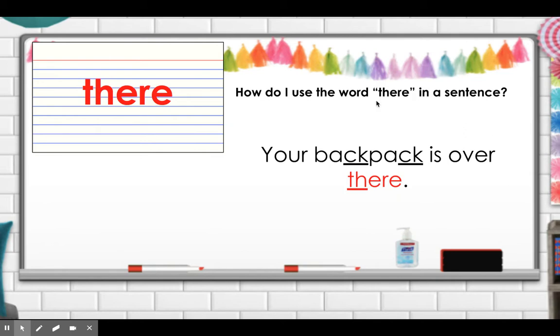Notice how I underline my digraph CK in backpack and the TH in there. Do you see any other trick words in this sentence? Good. Your and is. Those are other trick words that we've learned a little while ago. So remember, there is a place.